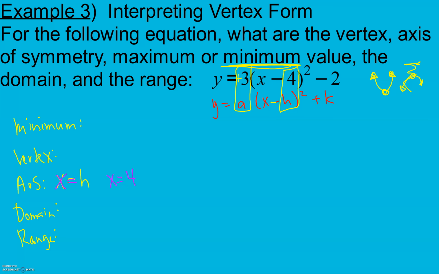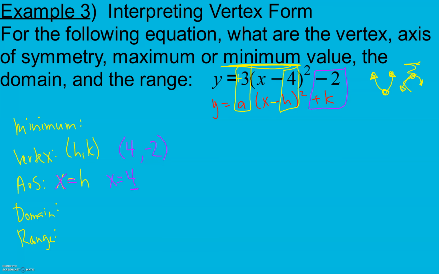Remember that my vertex is the point (h, k). My vertex here, the h value is 4. The x value of my vertex always matches the value on my axis of symmetry. My k value is -2. That's the y-coordinate of my vertex.